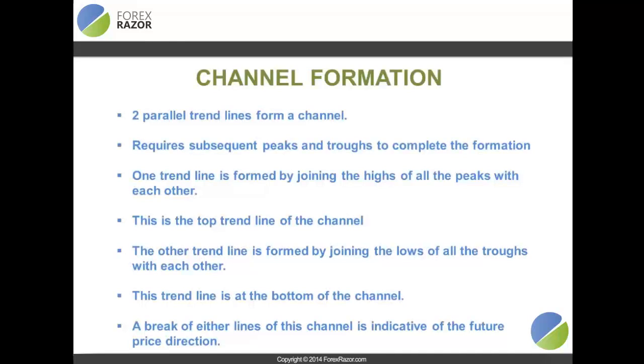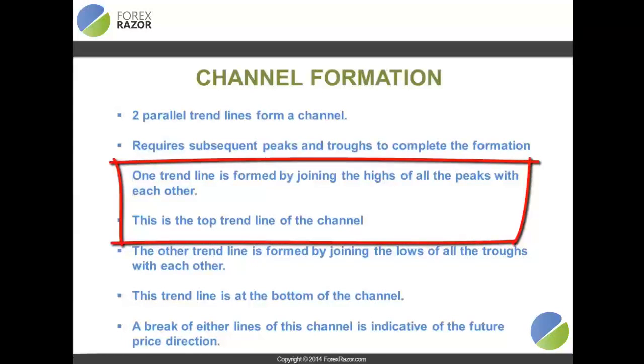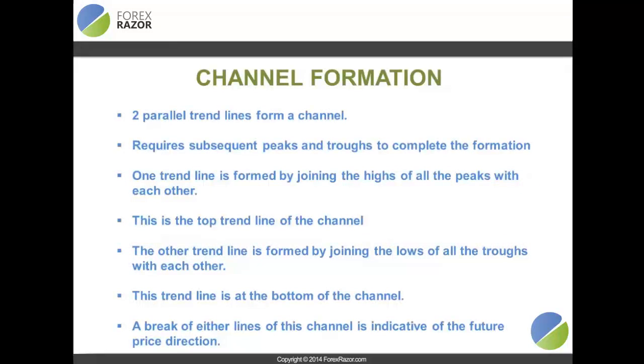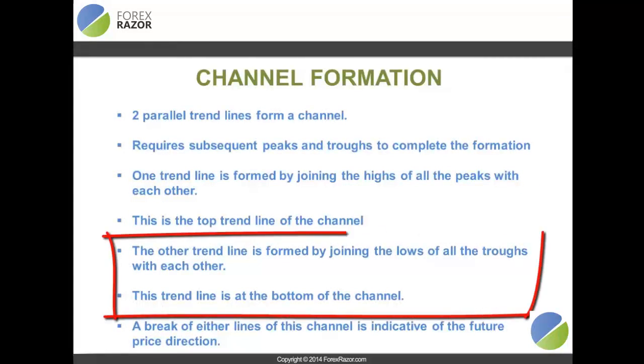Trend lines are also used in the channel formation. A channel is formed by subsequent peaks and troughs running between two parallel trend lines. Of these two parallel trend lines, one trend line is formed by joining the highs of all the peaks with one another. This is the top trend line. The other trend line is formed by joining the lows of all the troughs with one another. This is at the bottom of the channel.